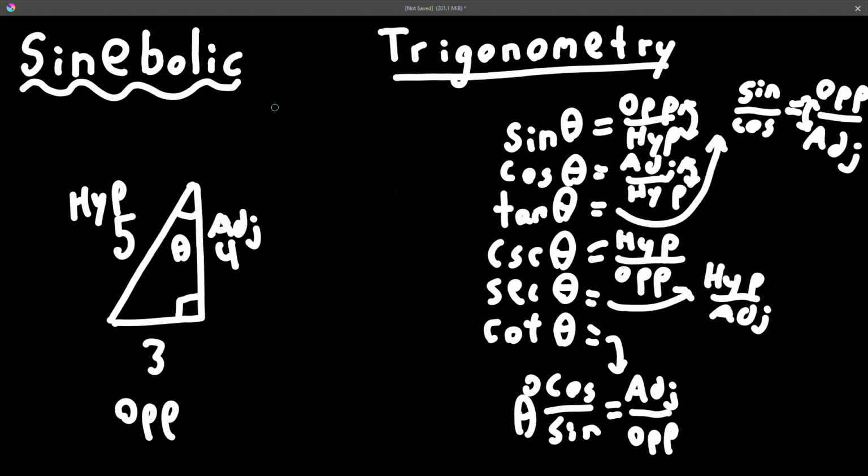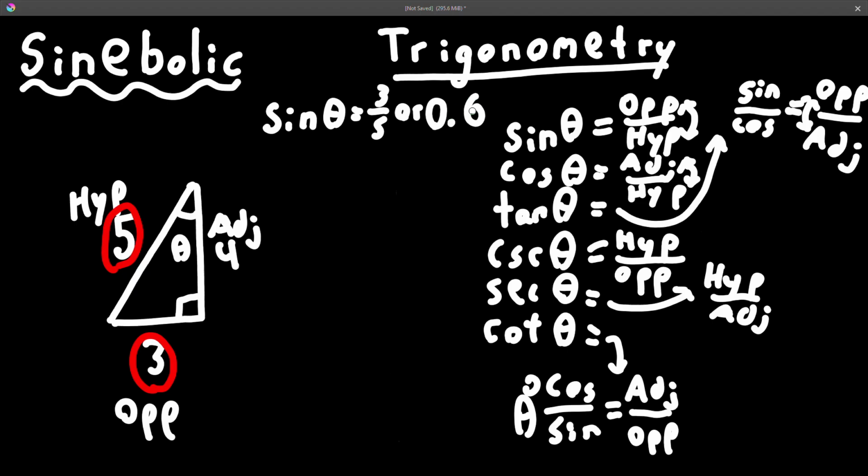Let's calculate the functions. Sine for theta is opposite over hypotenuse. 3 over 5, or if you want to use decimals, 0.6. Cosine time.